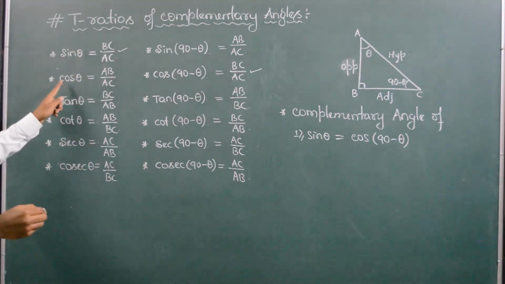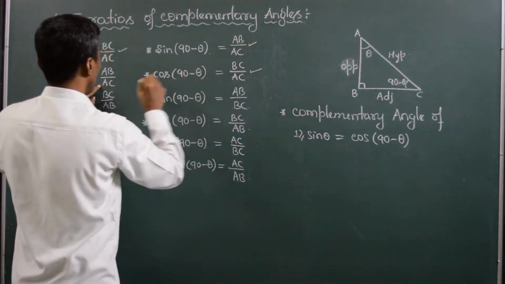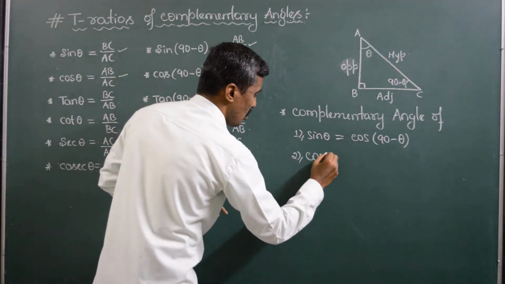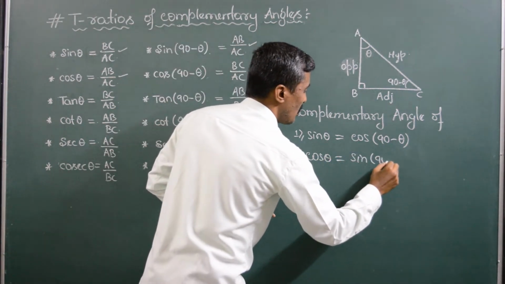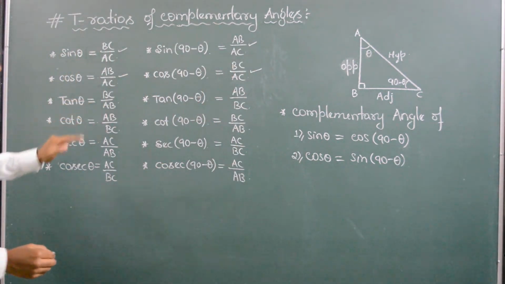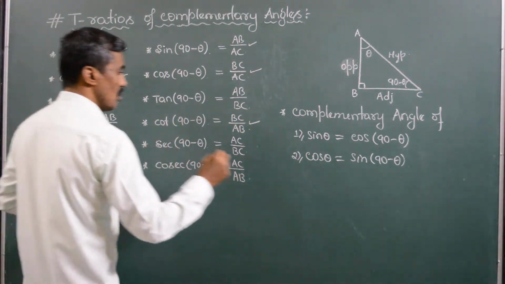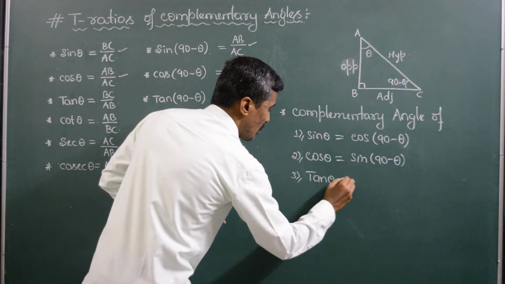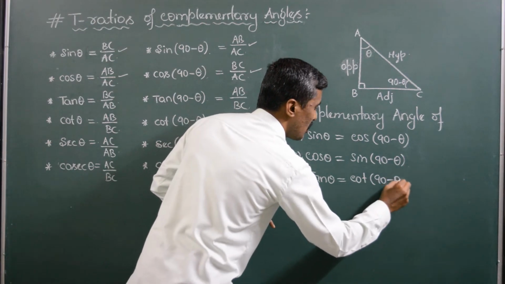Next, the second one is cos theta. What is cos theta? AB by AC. So the complementary angle of cos theta is sin of 90 minus theta. Next, tan theta is BC by AB. Where is BC by AB? Here, for cot of 90 minus theta. So the complementary angle of tan theta is cot of 90 minus theta.